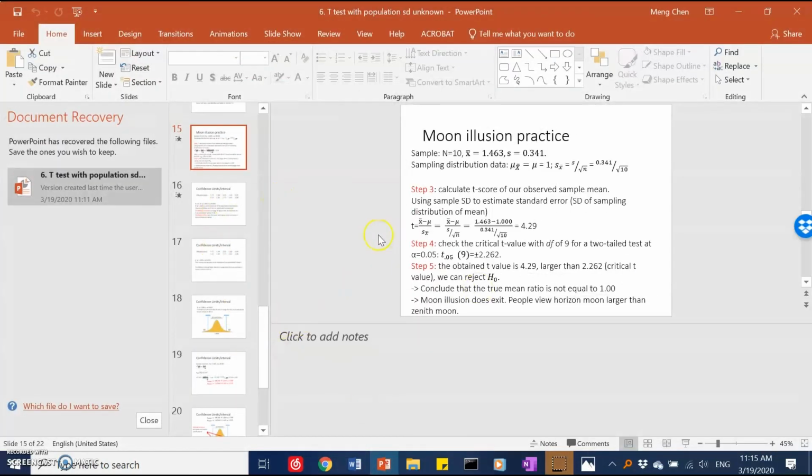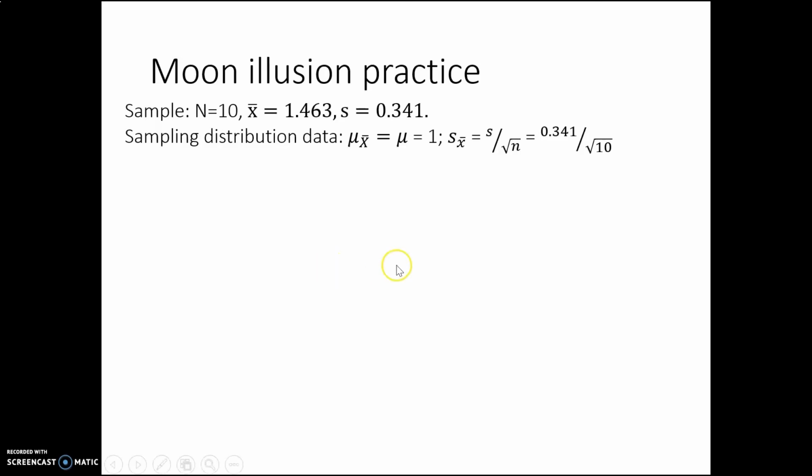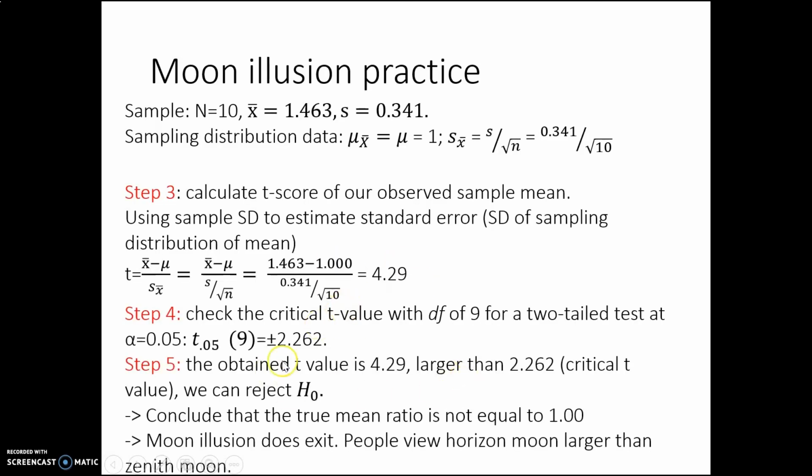So this brings me to my last step here. The obtained t-value, 4.29, is larger than the critical t-value we found in the table. So we're going to reject the null hypothesis and conclude that the true mean ratio is not equal to 1 in the population. This further leads to the conclusion that the Müller-Lyer illusion does exist, and people tend to view the horizon mole as significantly larger than the Danish mole.